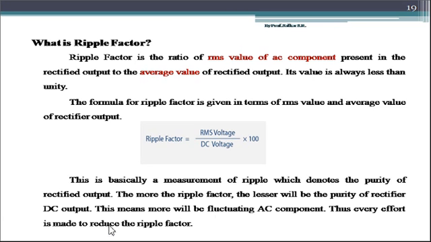Thus, we have to make some arrangement to reduce this ripple factor. If we reduce the ripple factor, the AC fluctuating component will be reduced automatically, and the output of rectifier will be more pure. So we have to make some arrangement so that the ripple factor gets reduced at the output of rectifier and we get a more pure DC waveform. So this is all about ripple factor, that is RMS voltage divided by DC voltage.